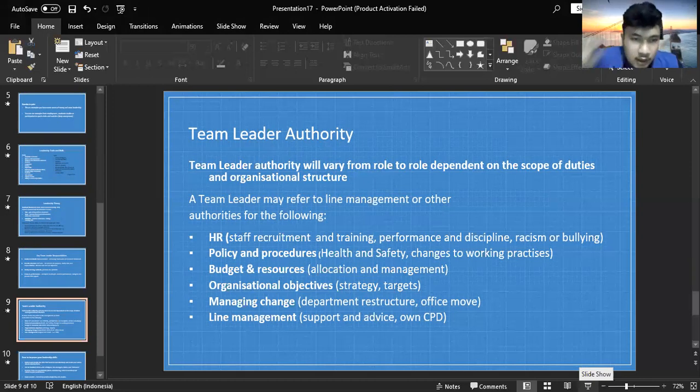And next, organizational objectives, strategy and target, and managing change in the following: department restructure, office move, and line management, support and advice.